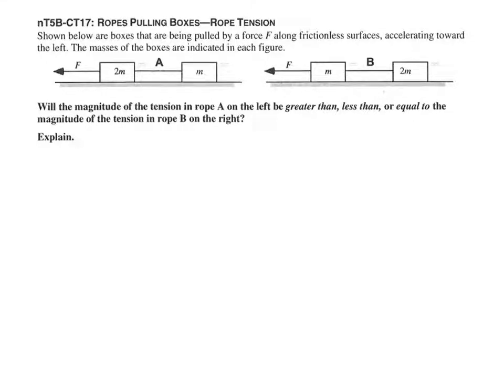Chapter 6, Simple Problem Number 1. Shown below are boxes that are being pulled by a force F along frictionless surfaces, accelerating towards the left. The masses of the boxes are indicated in each figure. Will the magnitude of the tension in rope A on the left be greater than, less than, or equal to the magnitude of the tension in rope B on the right?